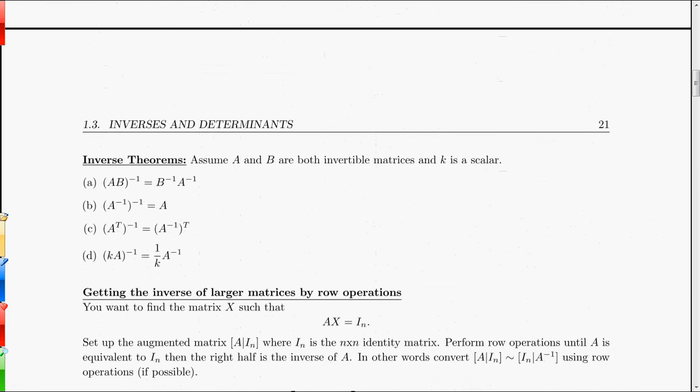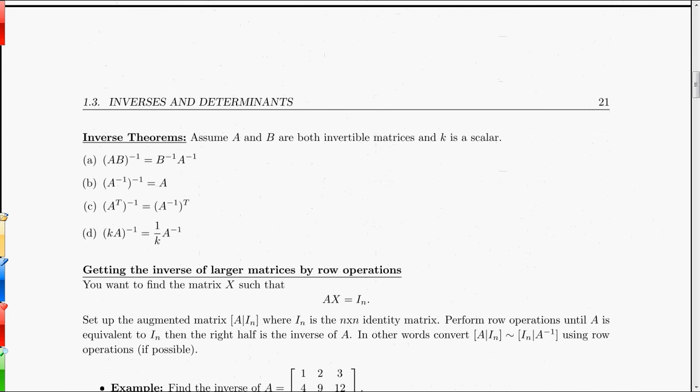Okay, so I'll do a couple of inverse theorems, and then we'll get into finding the inverse of a larger matrix. So here are the inverse theorems. This is not quite as you might expect. Remember in regular 1D algebra, if you had (ab)^x, that would give you a^x b^x. That doesn't quite hold here, right? Because the order in which you multiply matrices does matter.